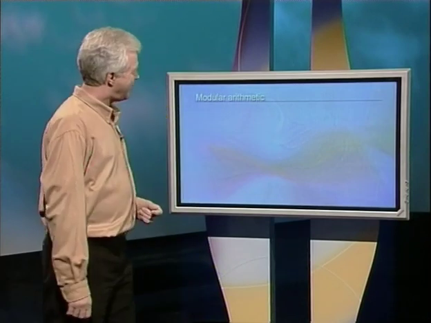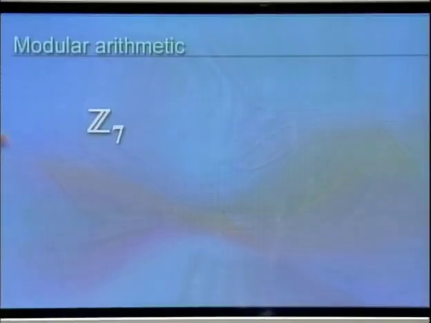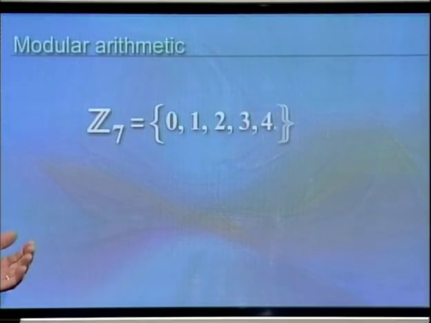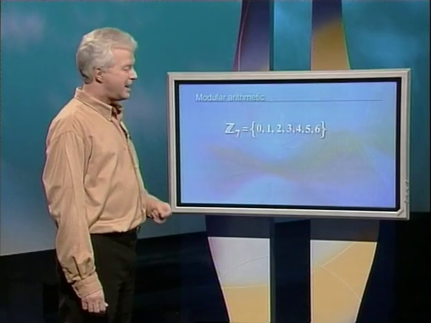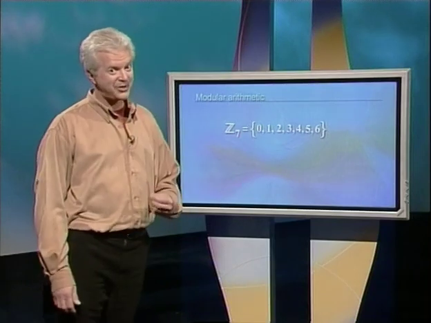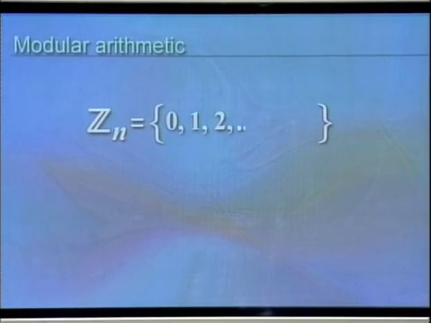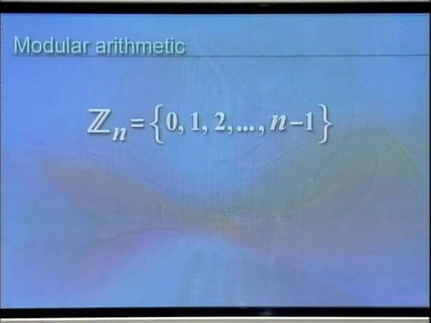Well, let's look at the ideas with a smaller set. For example, the remainders you get when you divide by 7. This set is written Z, that's Z as in integers, Z with a small subscript 7. And it's the set of remainders you get when you divide any integer by 7. So that would be 0, 1, 2, 3, 4, 5, or 6. Now, in general, instead of Z7, we could have Zn, and Zn would be the set of remainders you get when you divide by n. That would be 0, 1, 2, all the way up to n minus 1.